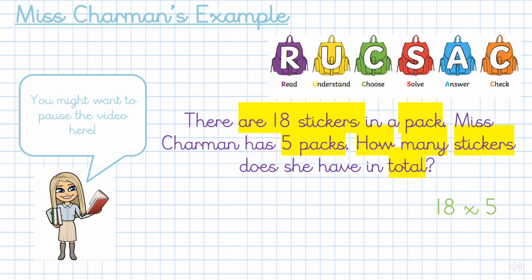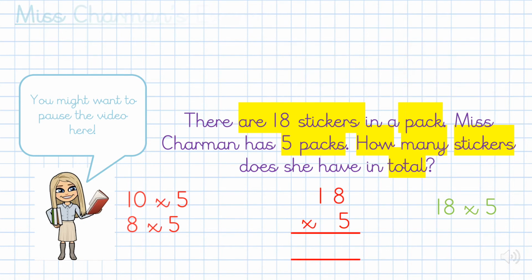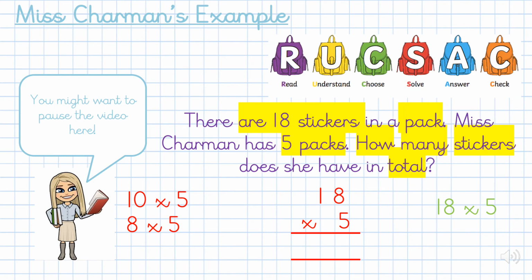We're now going to choose how we're going to solve the question. The question is asking us to do 18 times by 5, which means I know I need to use short multiplication to help me with this. Remember, this is a formal written method of multiplication. I'm now using short multiplication to help me solve the answer.